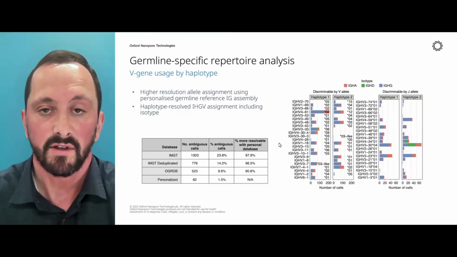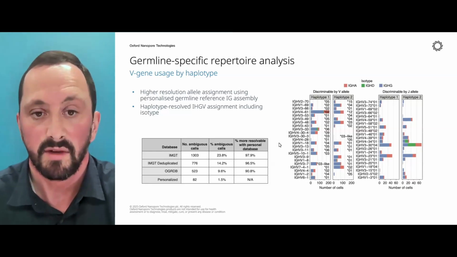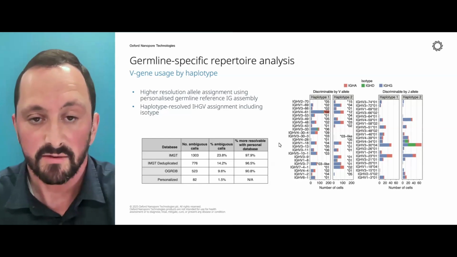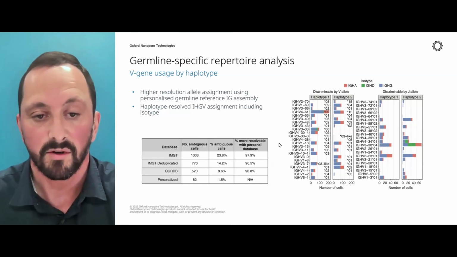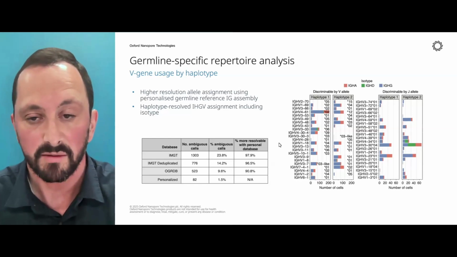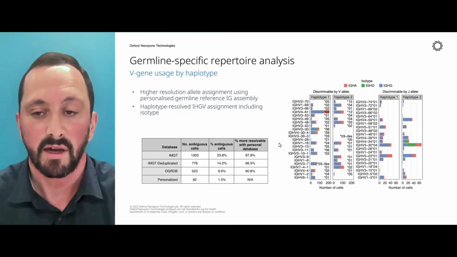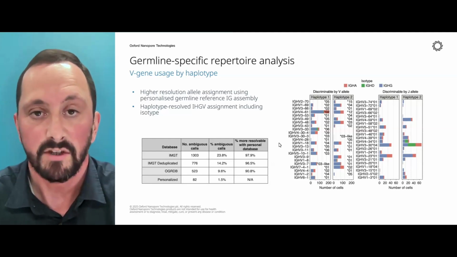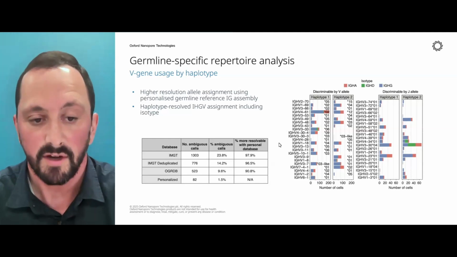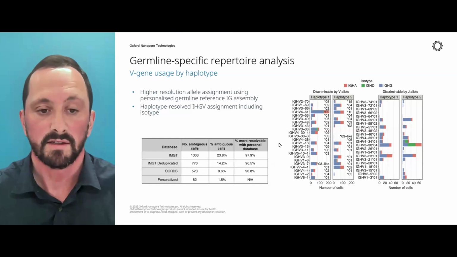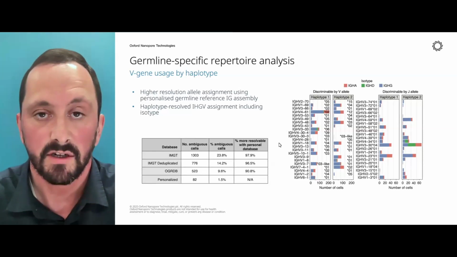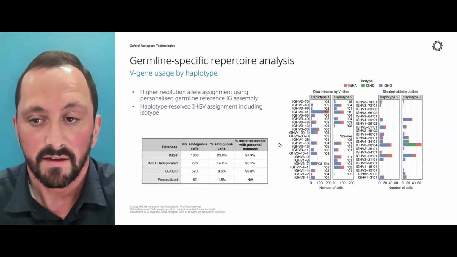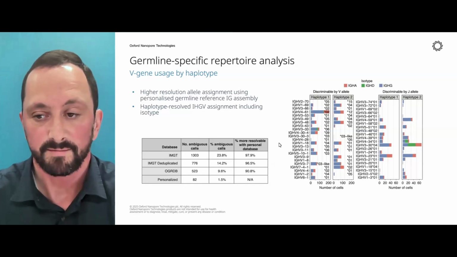However, we found that if we map these back and annotate them according to our personalized reference genome, we have a lower number of ambiguous calls. So the public databases sometimes have trouble discerning which V gene is being expressed because the V genes are very similar to each other. If you narrow that down based on what you know is in the personal reference genome and what alleles are present, then it gives you a higher accuracy assignment.